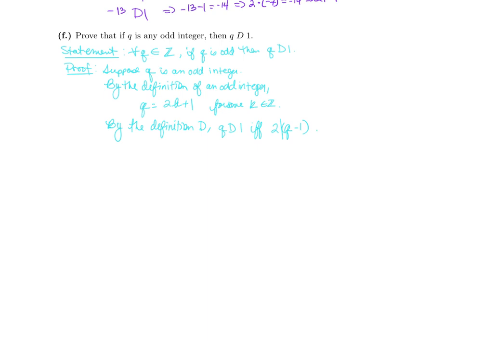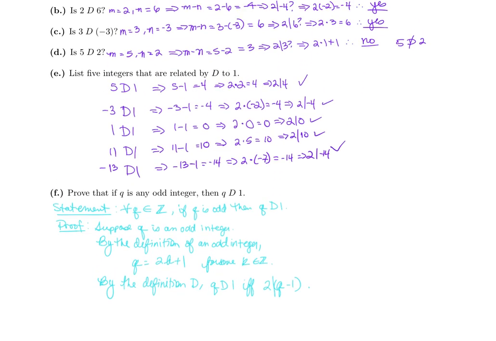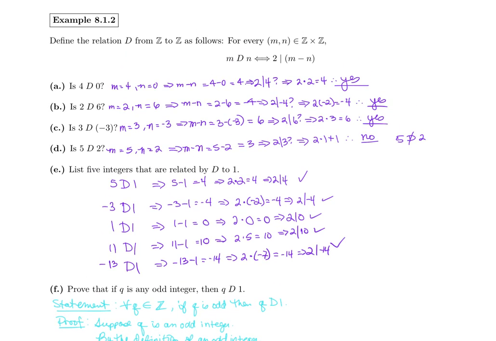That comes straight from the definition of our relation D here. We said MDN if and only if 2 divides M minus N. M is related to N by D if and only if 2 divides M minus N. Here, our M is Q, our N is 1. So Q is related to 1 by D if and only if 2 divides Q minus 1. So we plugged it into the definition up here at the top of this page, where M is Q and N is 1.